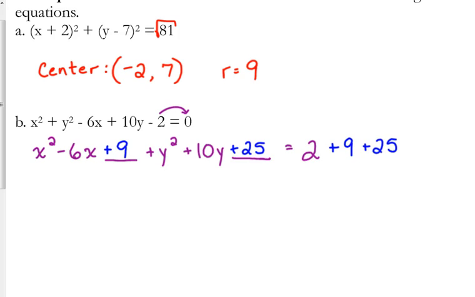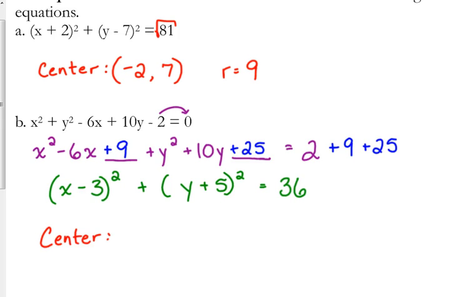We need to factor each individual piece here. So x squared minus 6x plus 9, we just completed the square. It always factors the same way. What we got when we divided by 2 was negative 3, so it's (x - 3) squared. For the y's, it's (y + 5) squared because 10 divided by 2 is 5. And 2 plus 9 plus 25 is 11 plus 25, that's 36. So the whole point of this was to identify the center and the radius. So the center is at positive 3, negative 5, and the radius is equal to 6. Put that number on the right side as the radius squared.